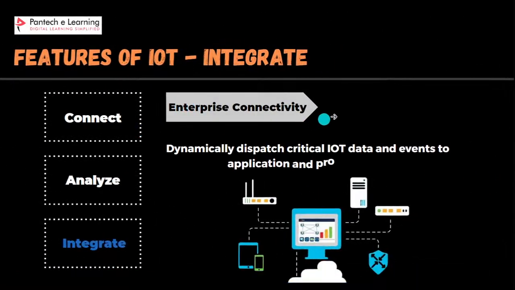Now coming to the third feature of IoT, which is integrate. The first one is enterprise connectivity. Let's say I have a requirement from my retailer or an enterprise organization. It could be Amazon, it could be Flipkart or anything as such. Any enterprise organization which provides me a service, if I can connect to them through this platform, then definitely my overall process becomes easier as well, right?